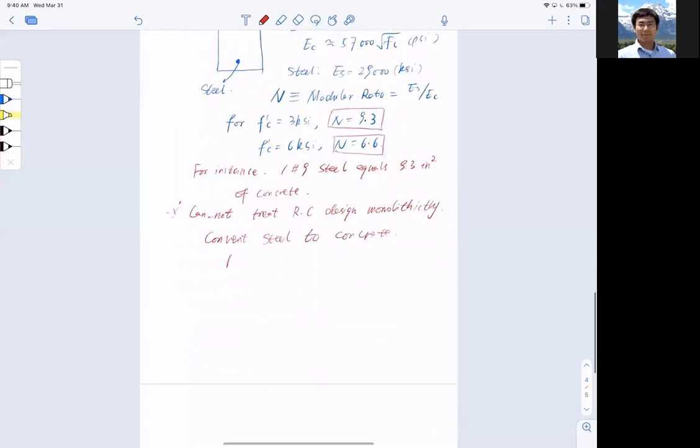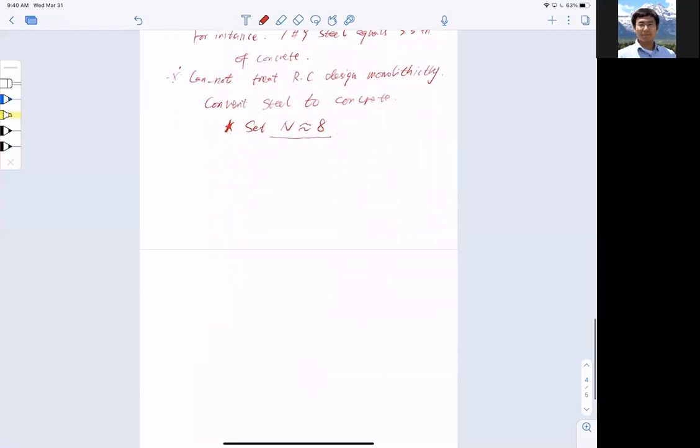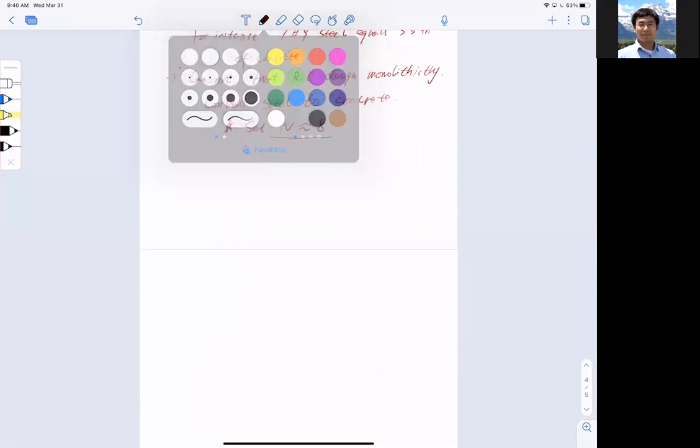And one more thing, when we do the conversion, set n approximately equal to 8. Okay, don't have to worry about the strength so much. We're just going to use an average n approximately equal to 8. Okay, so let me show you an example. Let me show you one example.